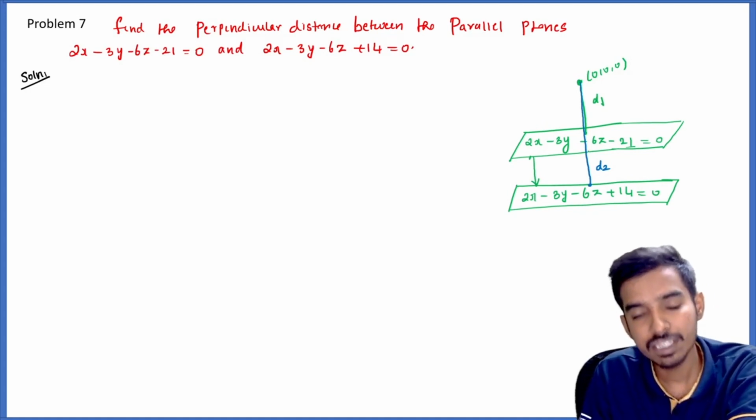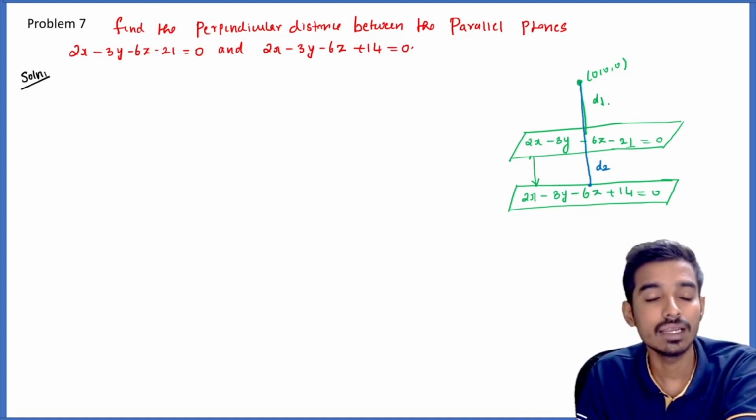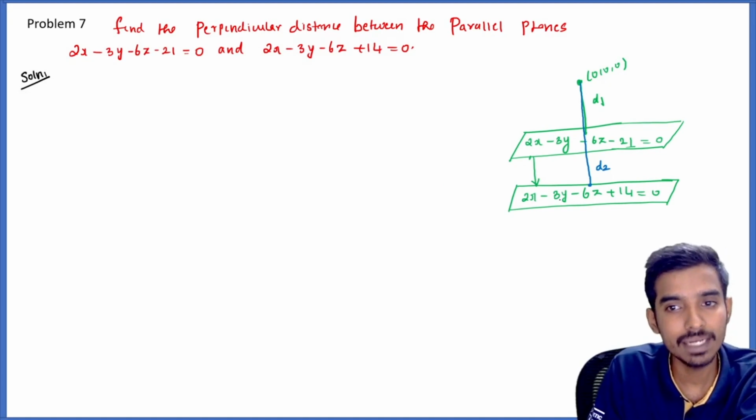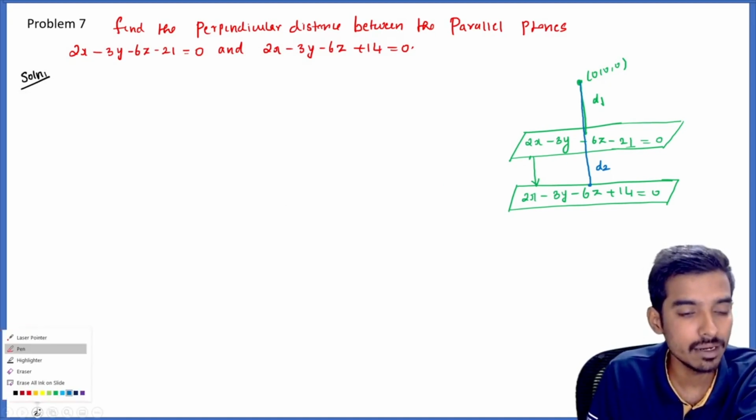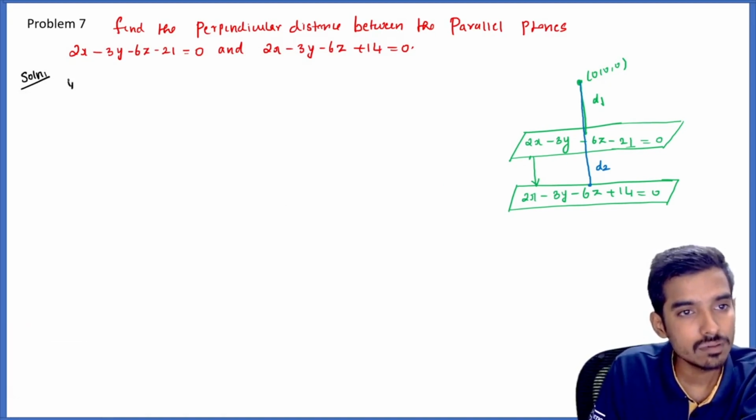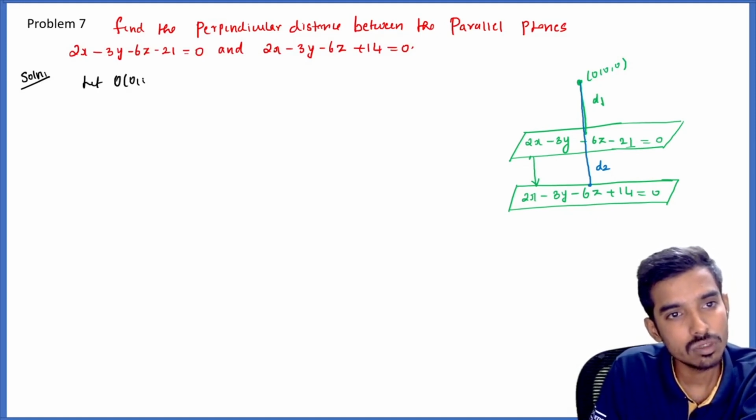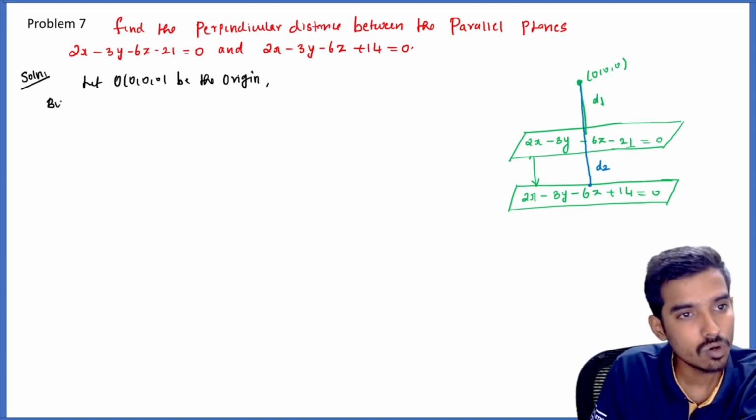The algebraic difference of d1 and d2 is the required perpendicular distance between the two parallel planes, right? So let us take O (0, 0, 0) to be the origin.